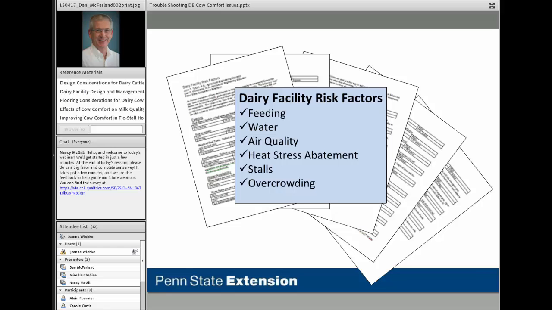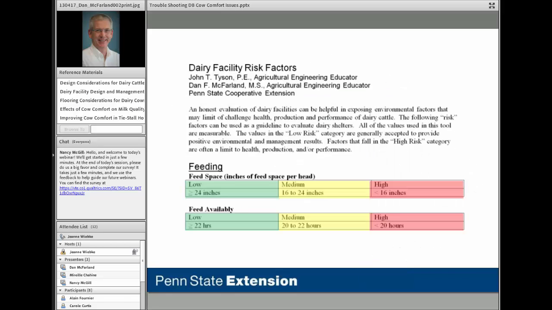In your reference materials, I've included a dairy facility risk factor sheet that I prepared with my colleague John Tyson. In here, it gives a number of measurements and features of feeding, water, air quality, heat stress abatement, stalls, and overcrowding. Each of the factors has a risk factor of low, medium, or high. These measurements are usually done early on in the evaluation. You can go through the facility and see how they compare to this risk factor, and it helps you focus on what the problem may be.